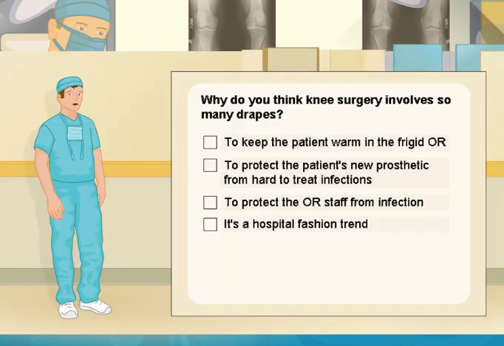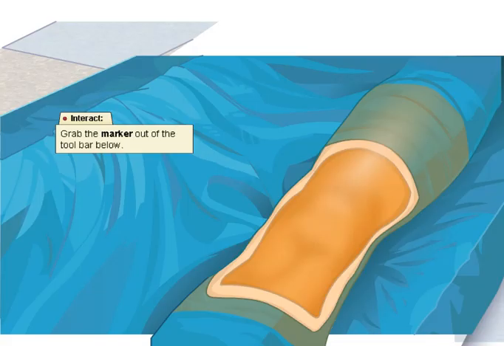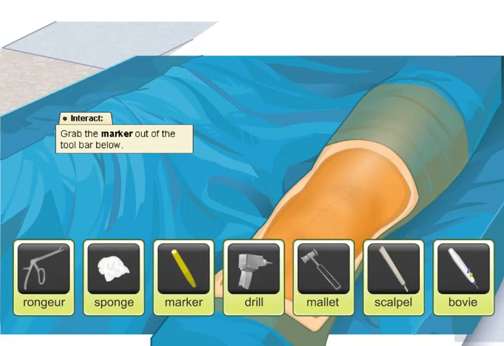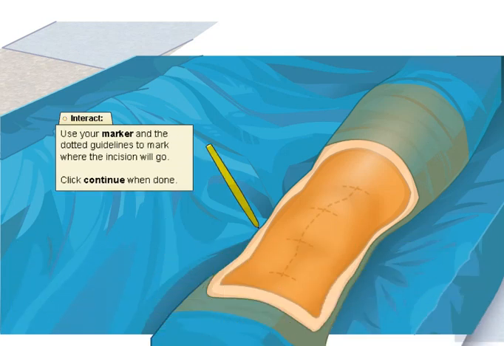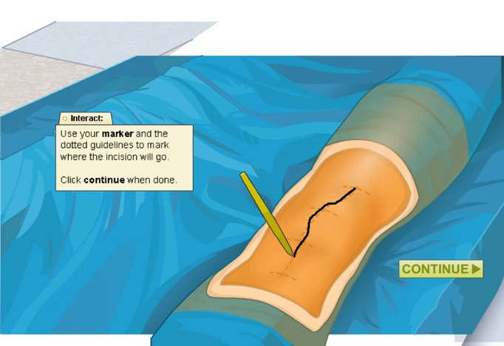Why do you think knee surgery involves so many drapes? Good work. Use the sterile marker to draw the location for our incision, and don't forget to mark the perpendicular lines too. Typically, the incision line is 6 to 7 inches long.